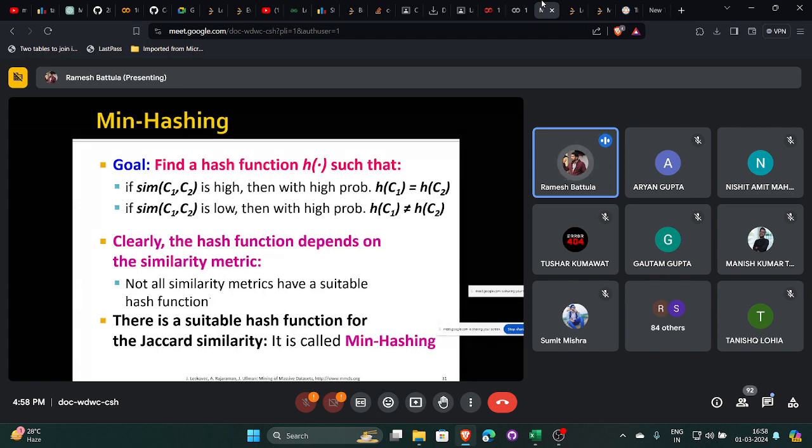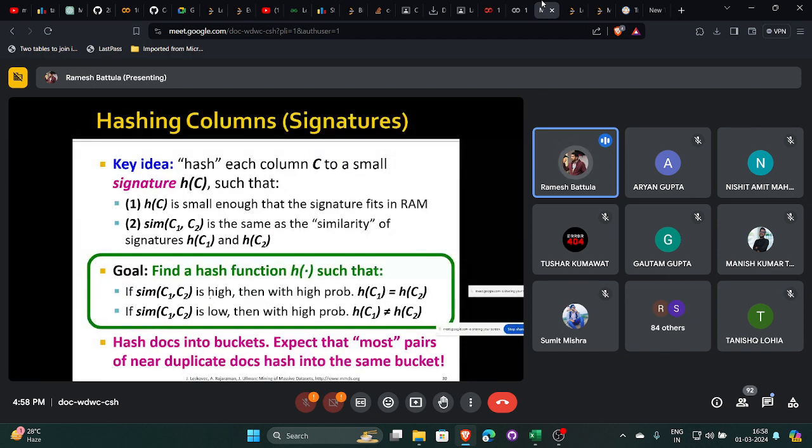Min hashing and the signature, you need to check here. This is the signature idea. What is the signature idea? You need to observe over here.